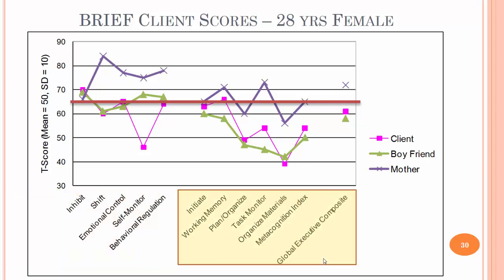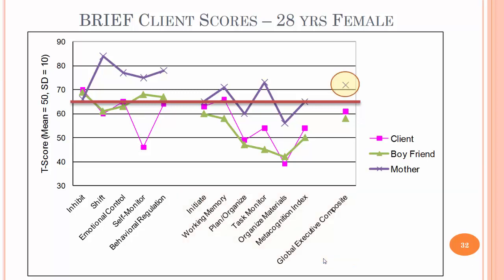The next group considers metacognitive abilities. The metacognition index is a compilation of scores that reflects the person's ability to initiate tasks, their working memory, their ability to plan and organize, their task monitoring, and their ability to maintain organization of materials. The final score is the Global Executive Composite, which is a compilation of the 9 clinical constructs that we've already looked at. And we find that the mother's score is extremely high, above the 70th T-score. The client and her boyfriend are elevated, but only up to about the 60th T-score.